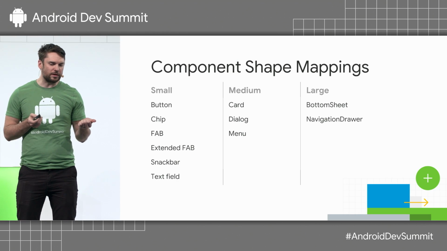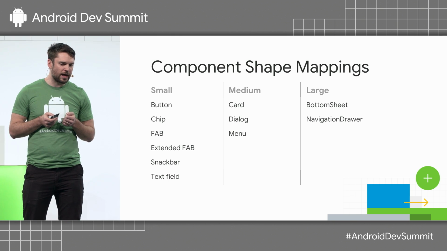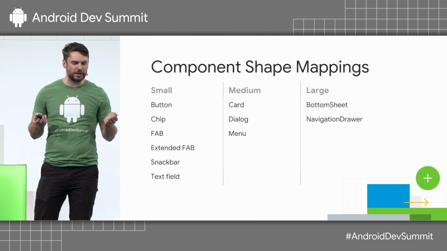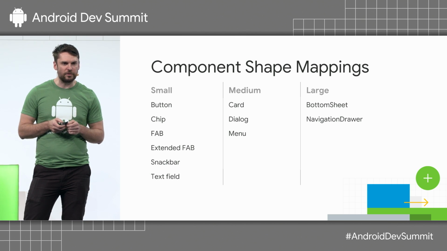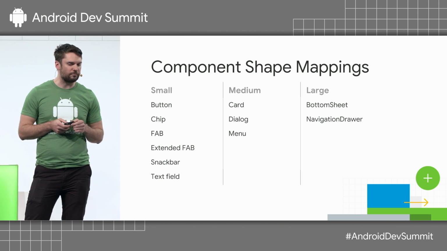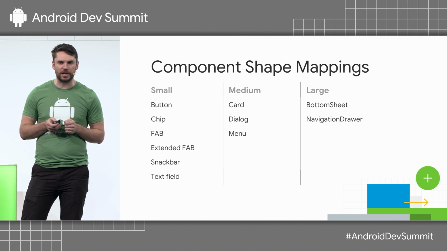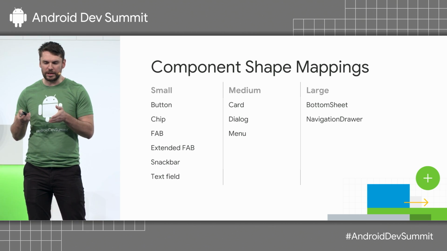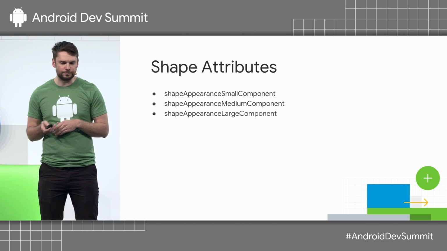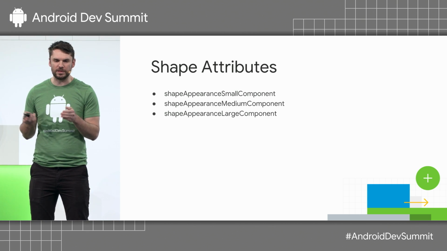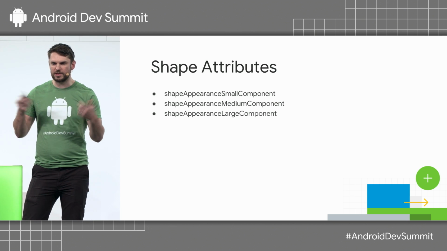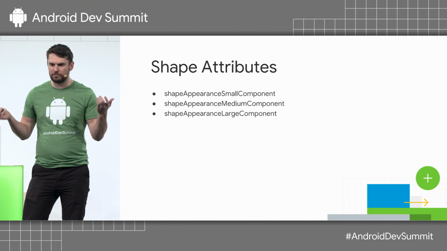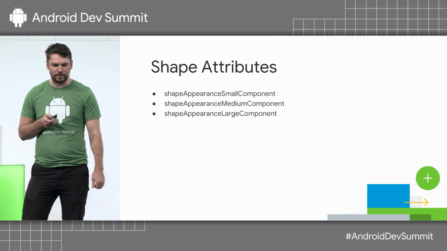One key idea of material theming is to add consistency to your app. So we've defined these shape mappings to help. These are different groups of components that can help give your app a more consistent looking feel by connecting surfaces through shape. So there's small, medium, and large components. And these are the attributes that you can set in your theme. So if you want to restyle all the small components to have a cut right corner or something, you can do that.